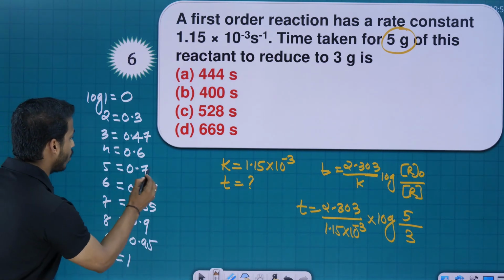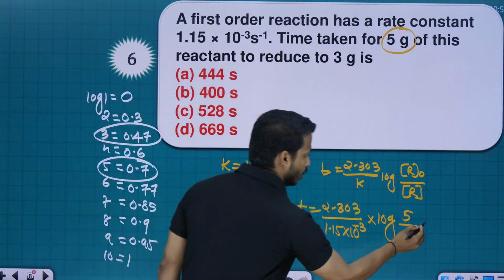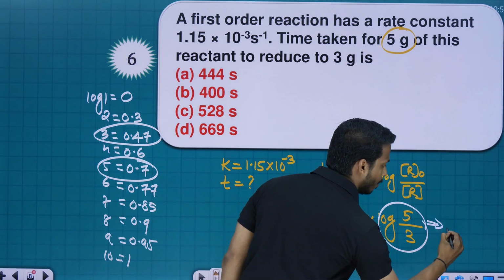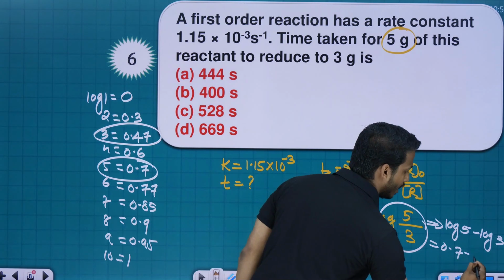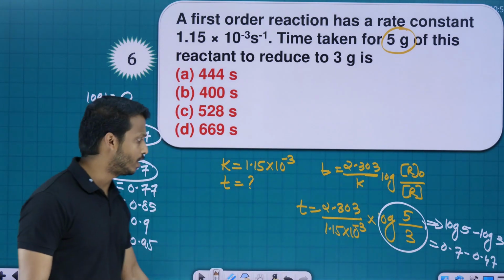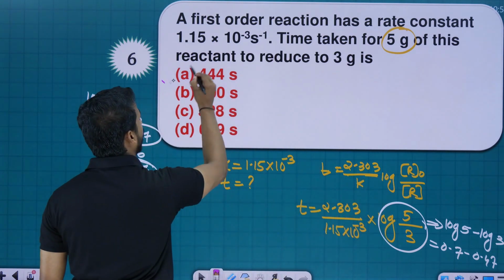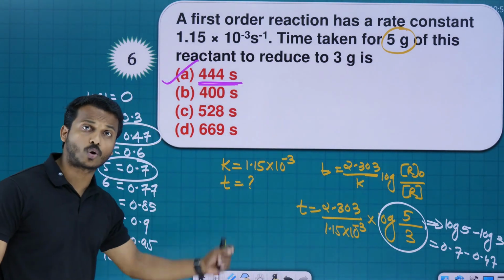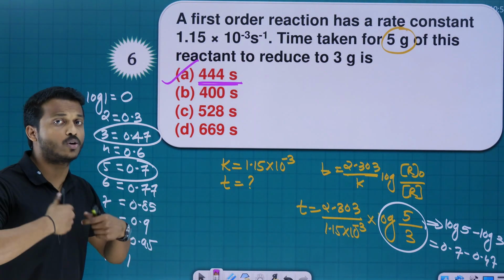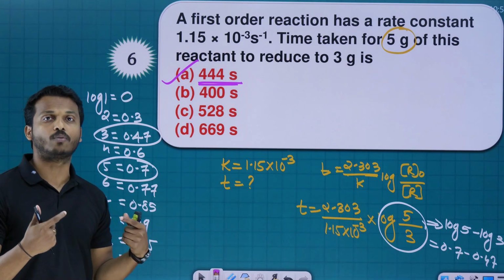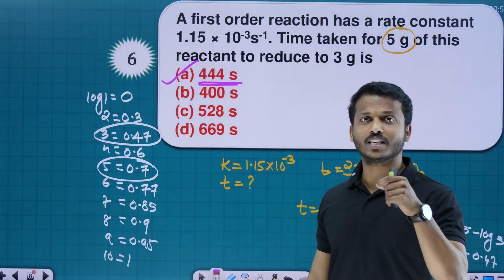All right. So what is log 5 here? 0.7, and log 3 is 0.47. So what is log 5 by 3? Log 5 by 3 is log 5 minus log 3. That is 0.7 minus 0.47. All right, so we can simplify this one. So time is what we need to calculate here. You will get around 444 seconds. Please cross check. The calculation part you have to do. You have to simplify it, because that's the only way to make the calculation part faster. So time is to be calculated. What is the equation?